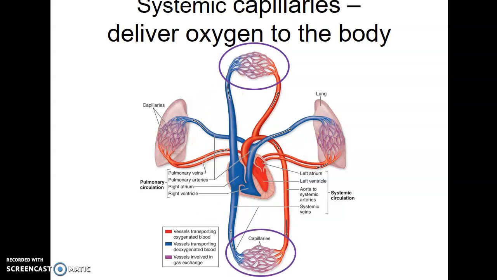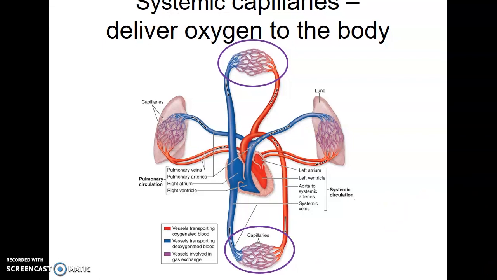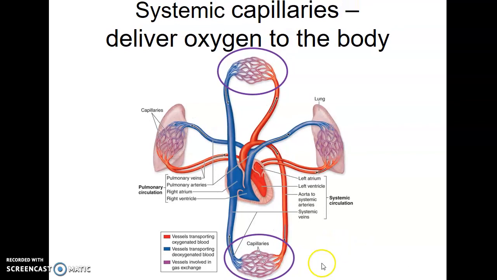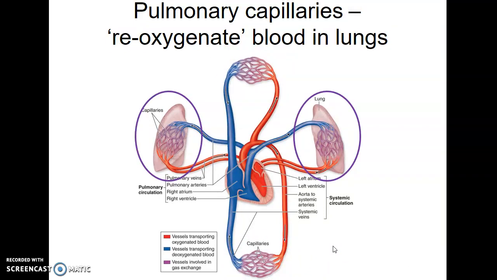So our systemic capillaries, let me get over here to try to slide the screen up for you guys a little bit. Our systemic capillaries, there we go, deliver oxygen out to the body, as we've talked about before, and there's our capillary bed. Our capillary bed's right there. Our pulmonary capillaries reoxygenate blood in the lungs. In our respiratory unit, a few weeks from now, we'll talk about how that oxygen gets from the lungs into the capillaries.